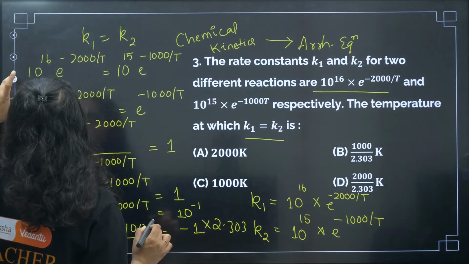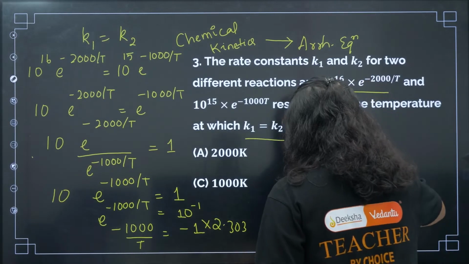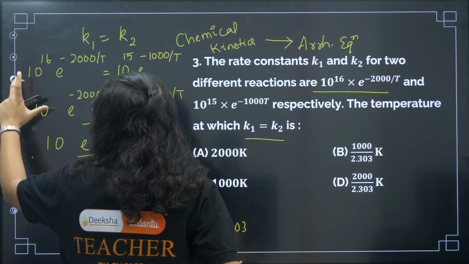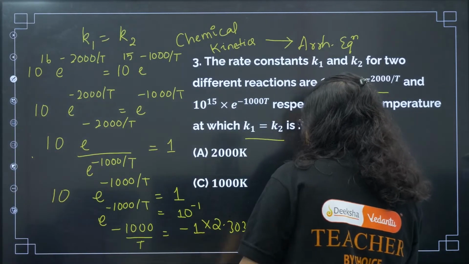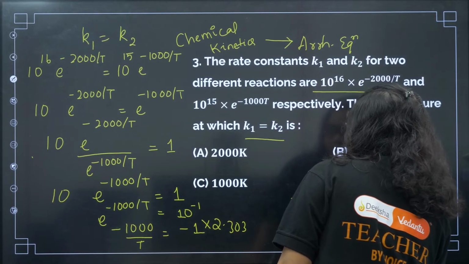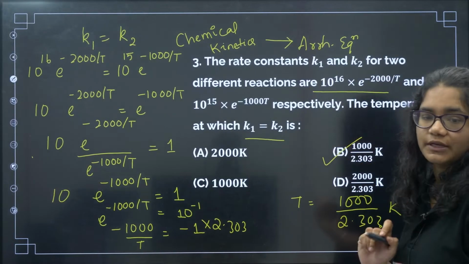The value of T, I'll subtract here, I'll erase this part. Okay, I hope you can see this solution here. Now let us calculate for T. Okay, so the T value will now be 1000 by 2.303 Kelvin, right? So the correct answer for this question will be option number B.